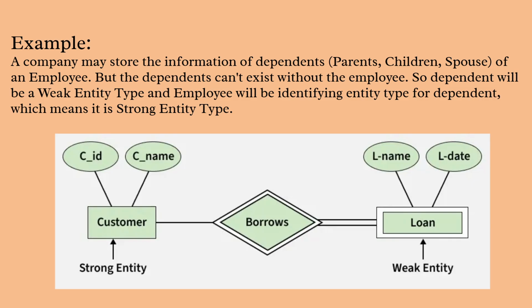Another example includes a customer borrows loan. Here borrows is a relationship between the customer and the loan. Without the customer, the loan cannot be sanctioned. So here loan is a weak entity and customer is a strong entity.